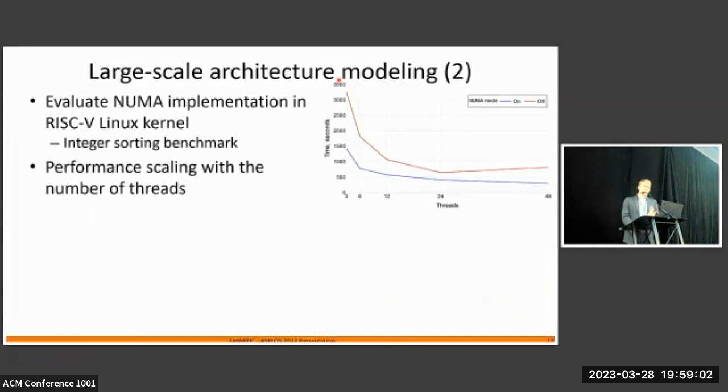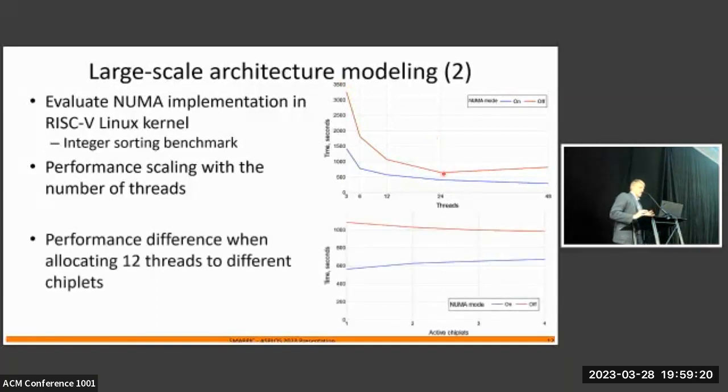The first chart here shows the performance scaling with the number of threads. And as you can see, as we could expect, NUMA mode enabled produces better results than NUMA mode disabled. What's also interesting here is that with NUMA mode disabled, we actually see a slight performance decrease after 24 threads.